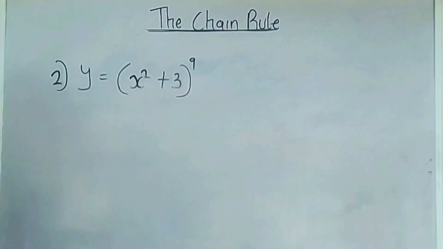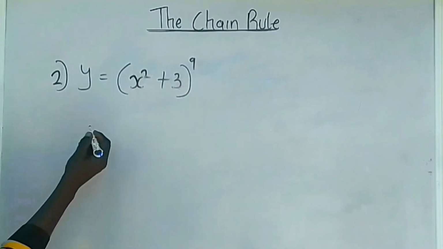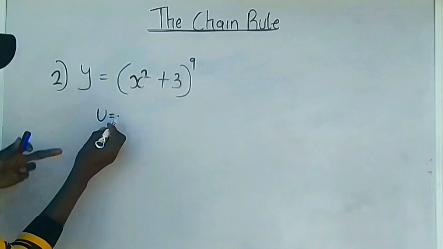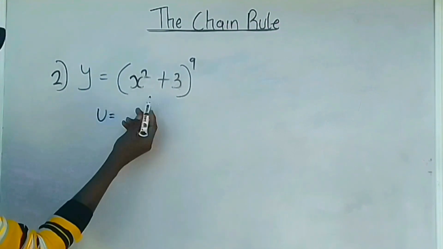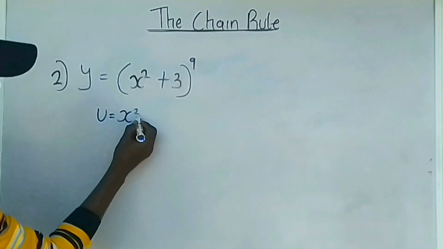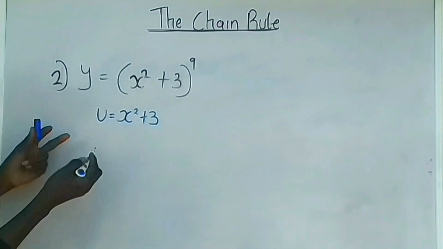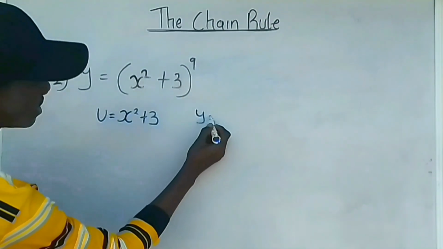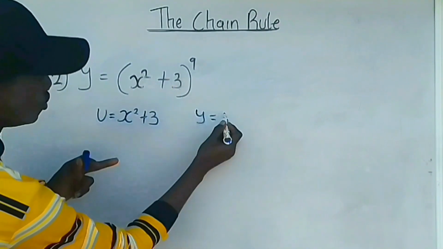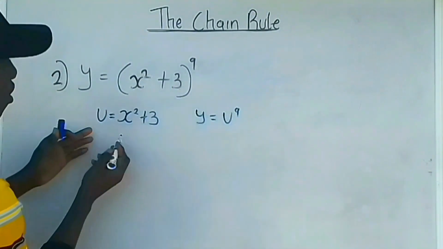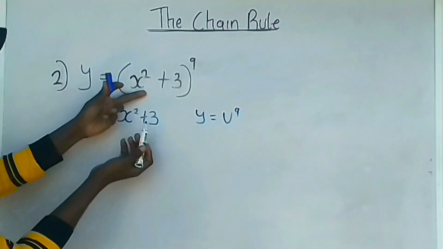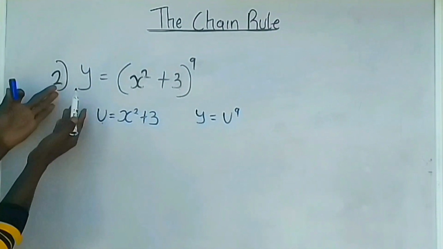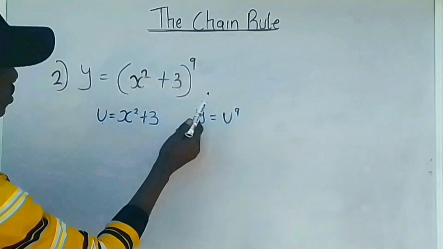The first step is to identify the inner function and the outer function. Therefore, I'm going to set u equals the inner function, which is x² + 3. So if u equals x² + 3, then y equals u^9, because I have set u equal to this inner function. So therefore, y, which is the outer function, becomes u^9.